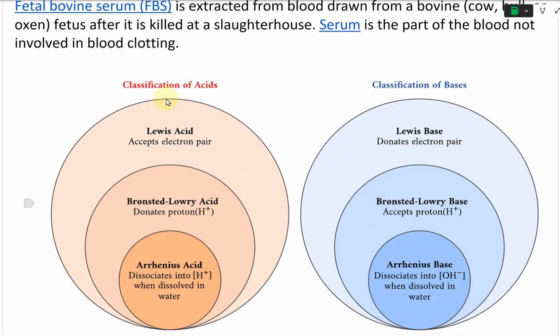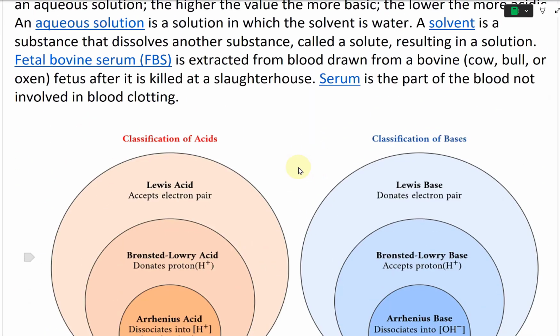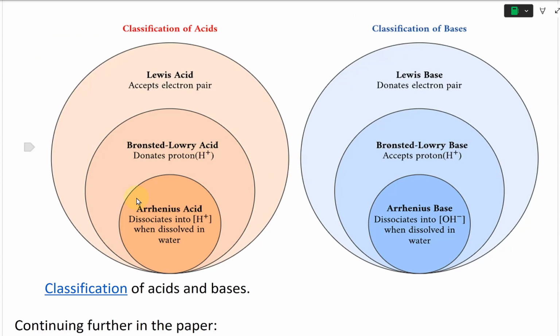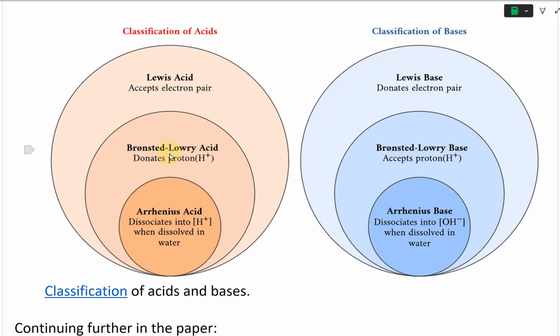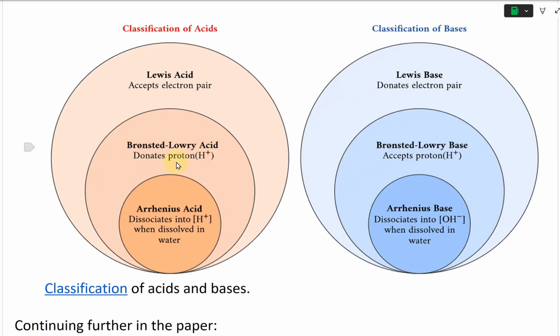So here's classification of acids. There's three different theories of them, and some of the theories overlap with the other ones here. So classification of acids and bases. So acids, you'll have a Lewis acid, which accepts an electron pair. Then Bronsted-Lowry acid donates a proton or H+, and then Arrhenius acid dissociates into H+ when dissolved in water.